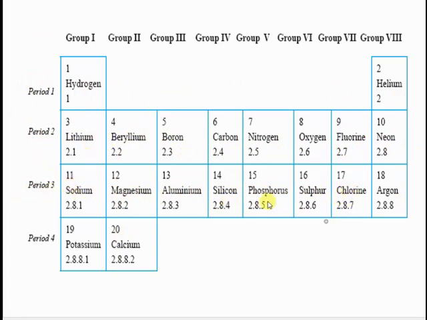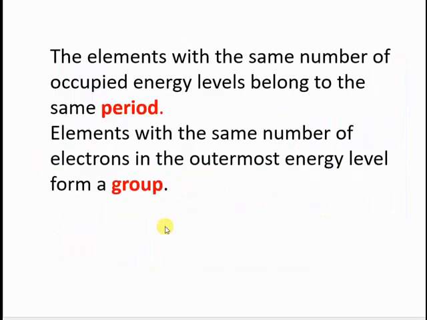So across the period, down the group, it is very important to see and note the difference. Another important piece of information I want you to note is that elements with the same number of occupied energy levels belong to the same period. Elements with the same number of electrons in the outermost energy level form a group. Therefore, they belong to the same group because they have the same number of electrons in the outermost energy level.